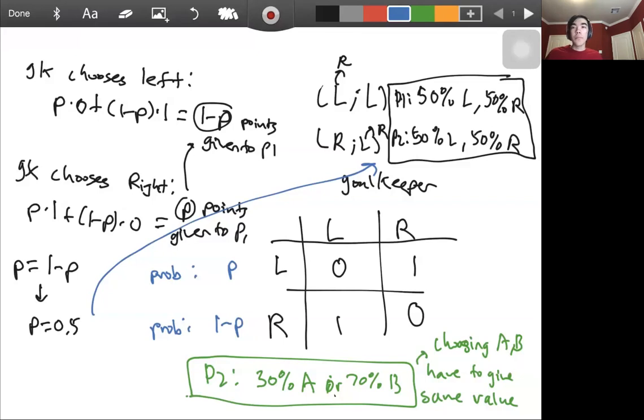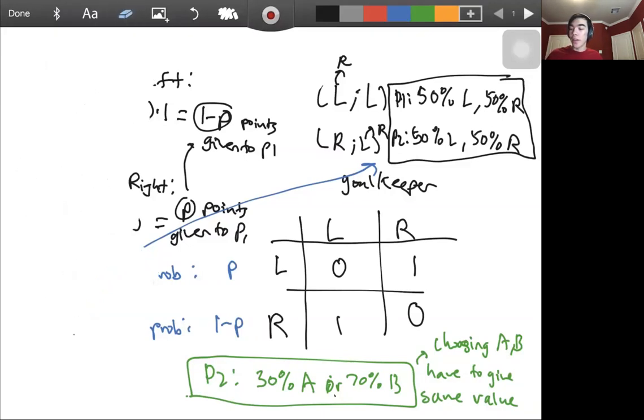Okay, this was an example. This was a zero-sum game example. We can apply this to non-zero-sum games, and hopefully that will make it a bit easier to understand what's going on.